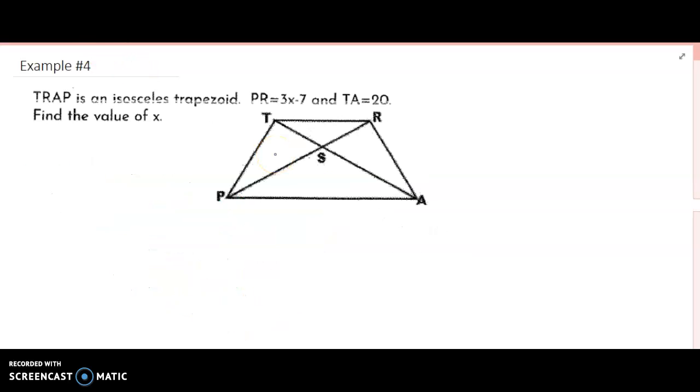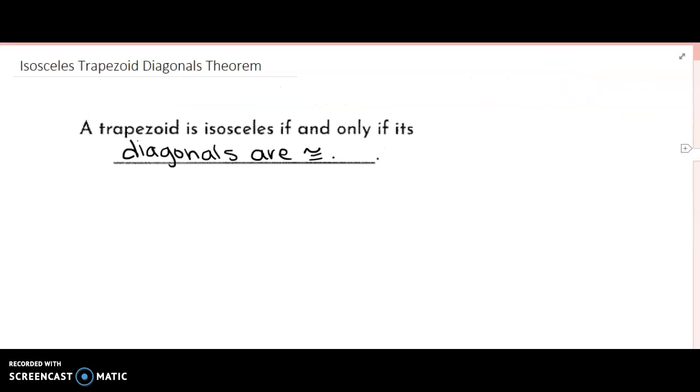All right, here's the last example for the trapezoids. Not for the whole section, but for the trapezoid. So it says TRAP is an isosceles trapezoid. This is important here. PR is 3x plus 7 and TA is 20. Okay, so PR is a diagonal and TA is the diagonal. So if we go back to look at the trapezoid diagonals theorem, we see that the diagonals are congruent, right? That's what this theorem says.